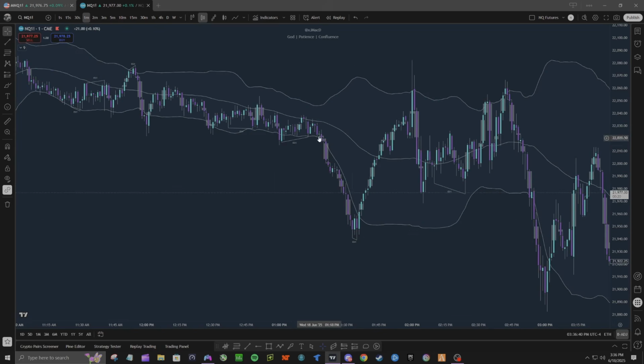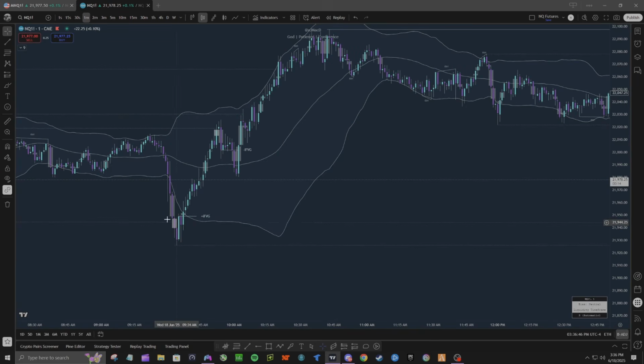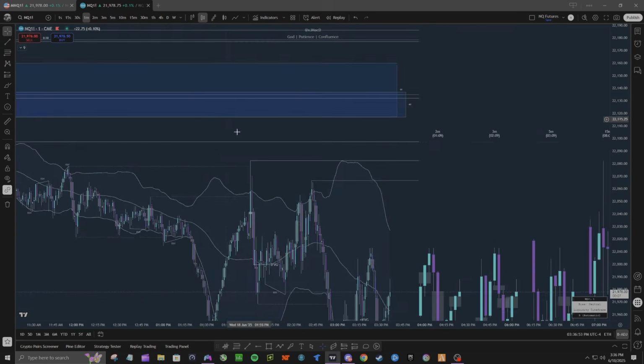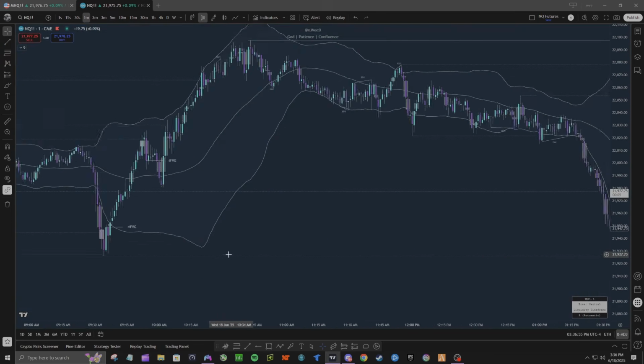Like I said, you're essentially waiting for, for example, a sweep of liquidity, or if there's no sweep of liquidity, you could tap into a higher time frame fair value gap. That's what these boxes are up there, which I'll go over in a second.